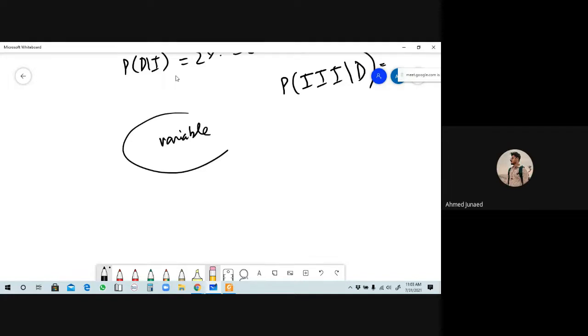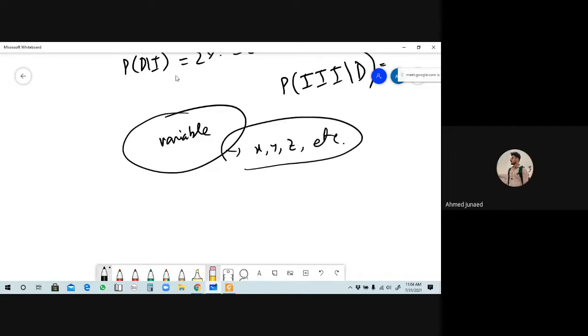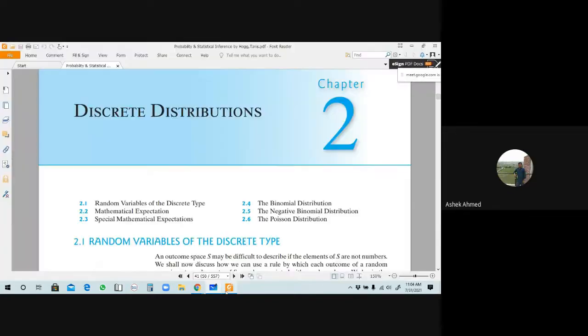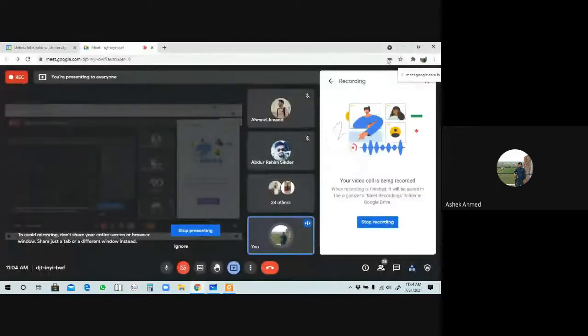A variable is any number whose value is not fixed, that will be changeable. That means we denote this by x, y, z, etc. Is it right? Yes, sir. Okay. But in this topic, we will discuss about random variable.